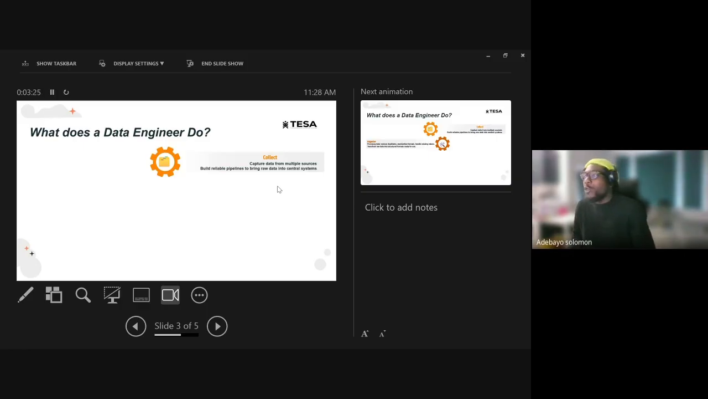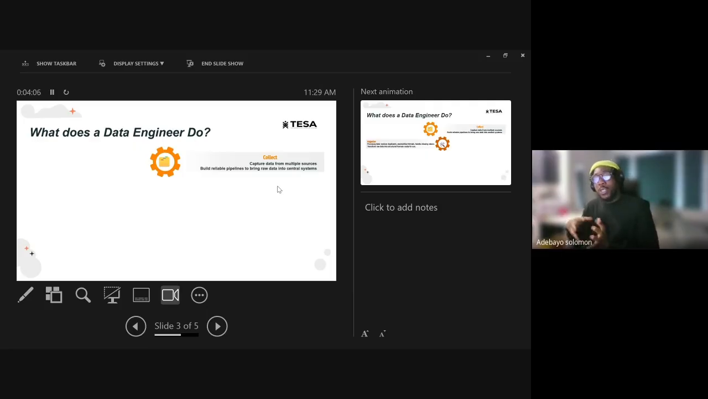All right. And so our role really is to have that first point of contact with the data, which includes being able to capture data from multiple sources, also being able to build reliable data pipelines to move data from one point to another. A lot of times it's usually to a sort of central system where other people can pull data from, like data analysts, data scientists, and machine learning engineers. So in essence, data engineers are the first point of contact when it comes to any form of data operation.